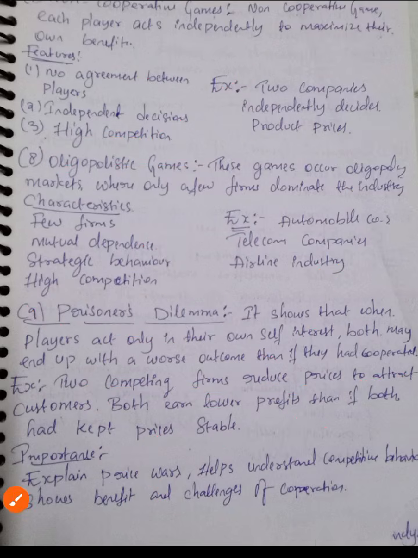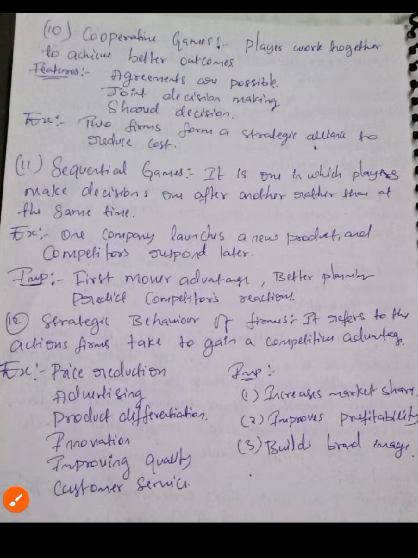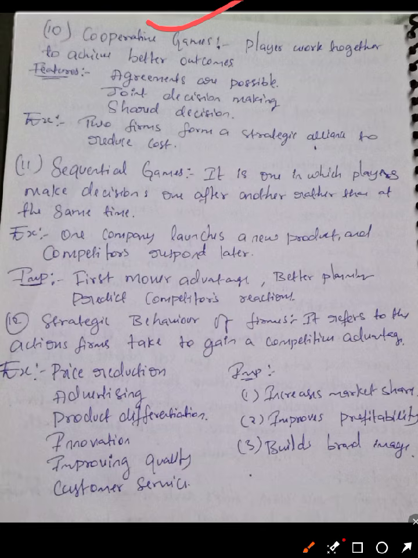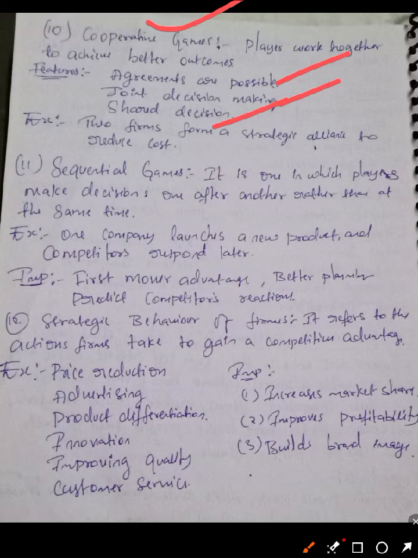Now, coming to cooperative games. What are cooperative games? Players work together to achieve better outcomes. Features: agreements are possible, joint decision making, shared decisions. Example, two firms form a strategic alliance to reduce cost.